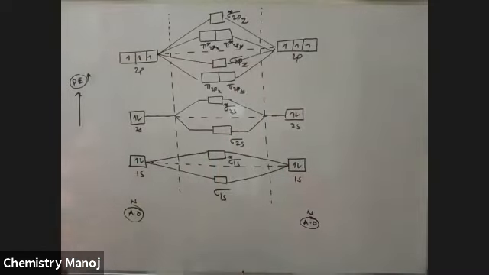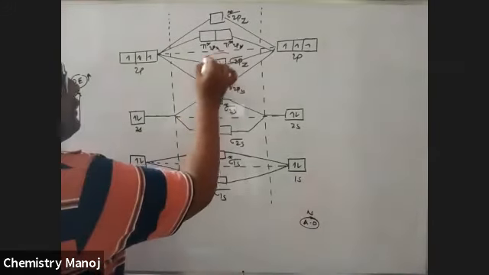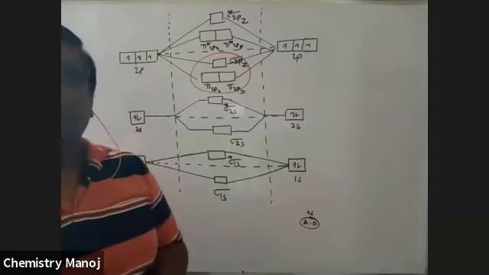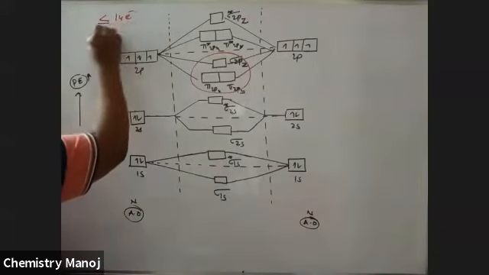Now, see boys, the one and only difference between O2 and N2 is this area. In the O2 case, these are reversed. In N2, these are like this. So this system is applicable for less than or equal to 14 electrons.